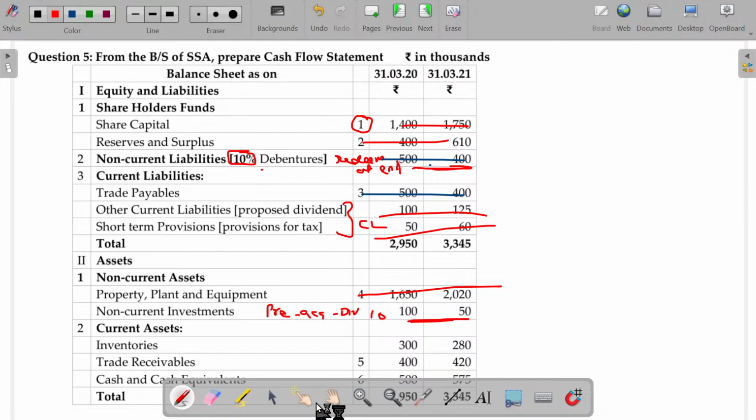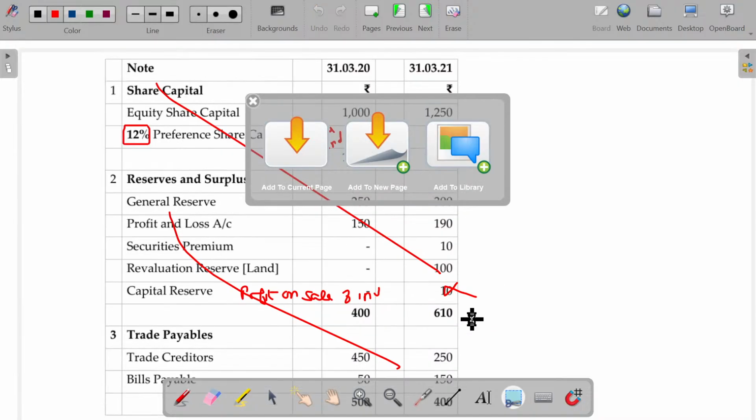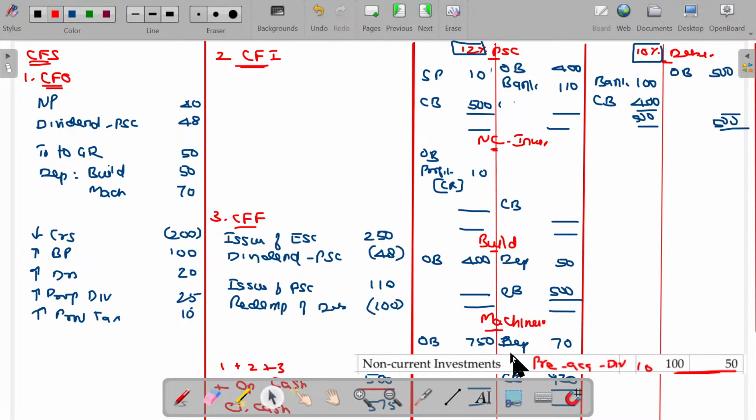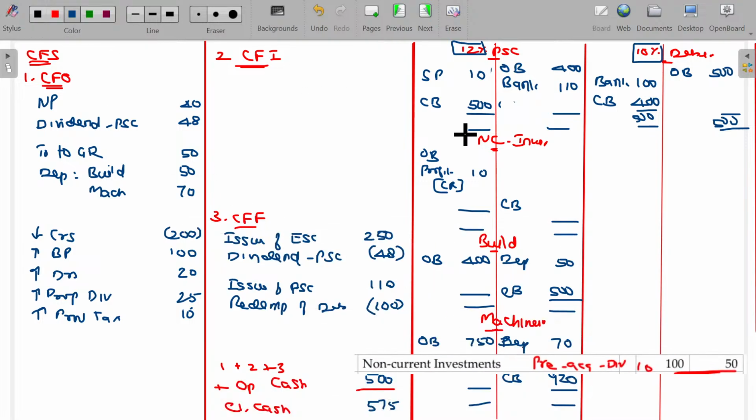Non-current investment 150. Non-current investment: initially we have 100, year end we have 50. And where 10 rupees is out of pre-acquisition profit. If you are receiving from pre-acquisition profit, it is subtracted from the asset account. Bank account debit to investment value 10. And then the balancing figure 50 is also sale of any other investment.